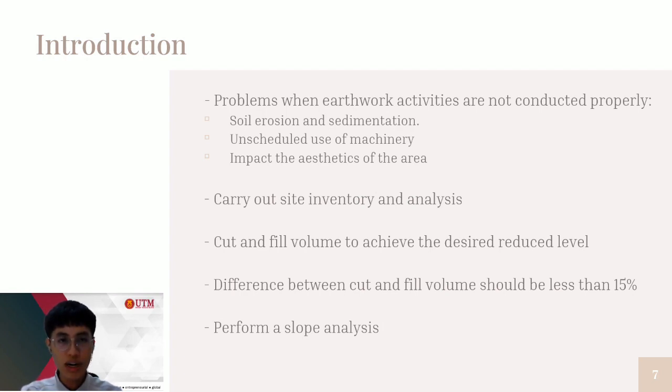We have to carry out site inventory and analysis in order to take note of the reduced level of existing topography, road levels, and utilities that were already on site. We have to consider the cut and fill volume to achieve the desired reduced level and minimize the cost. The difference between cut and fill volume should be less than 15%.